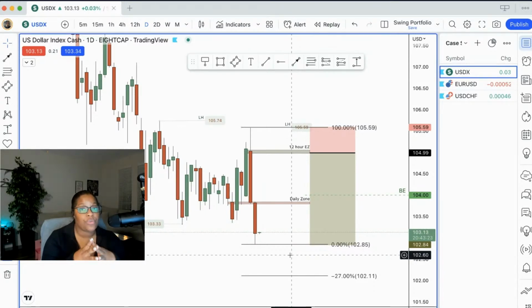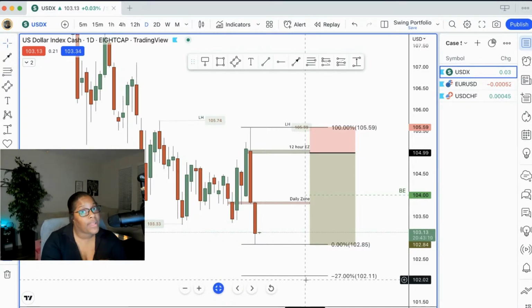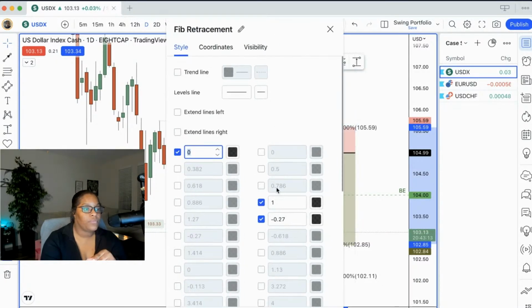Now, if you have the original Fibonacci retracement, you will notice that your negative 27 is not on there. But what you can do is add it. And the way you add it is you double click on the tool, and you can click on whatever numbers you have on here and just change it to like negative 0.27. Click OK, and then it will be added for you.